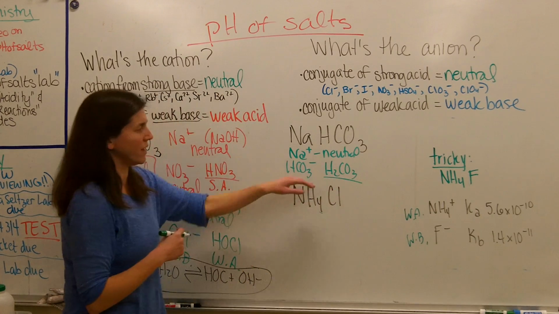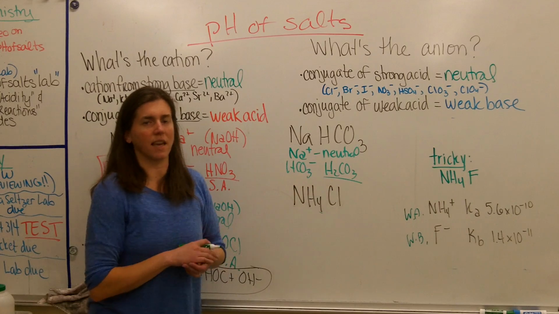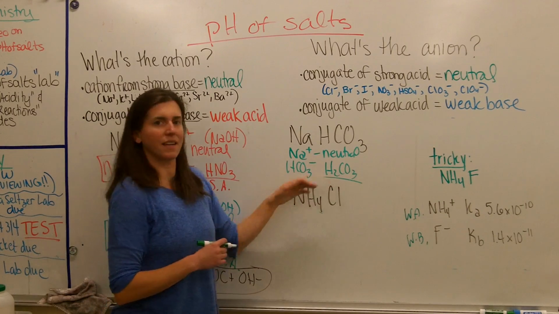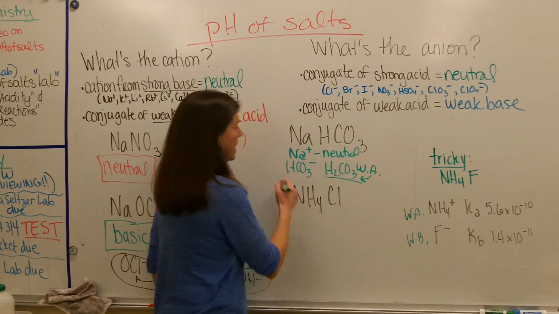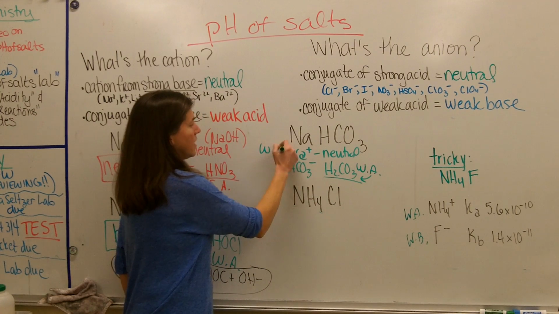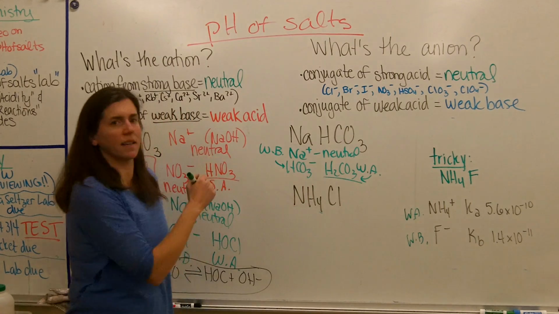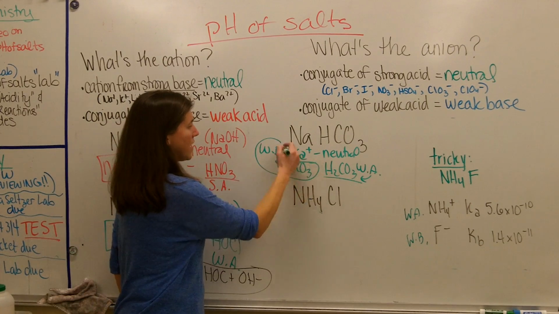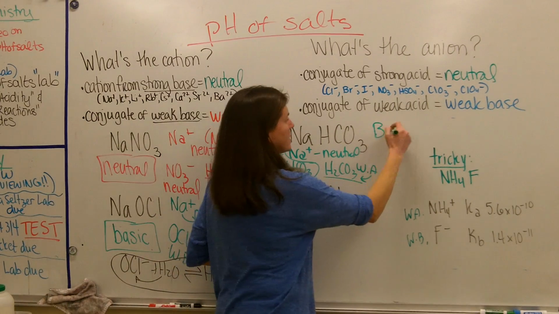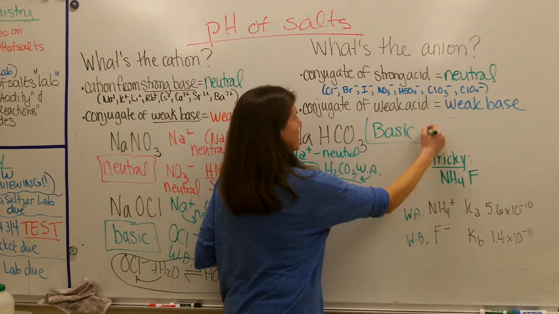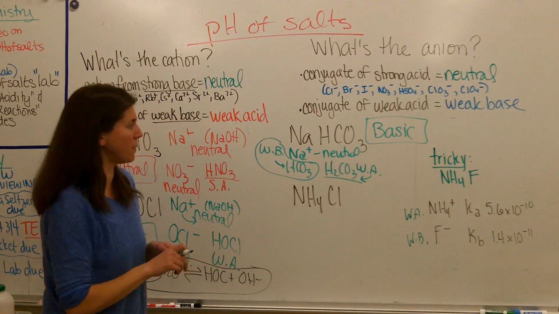And then you ask yourself, is that one of the 7 strong acids I have memorized? If it is not, then it is a weak acid. So this right here is a weak acid, meaning that the HCO3 minus ion is a weak base. So this ion right here is the thing that's going to affect the pH of my solution. It is going to make this solution basic, so it will cause my pH to go up.